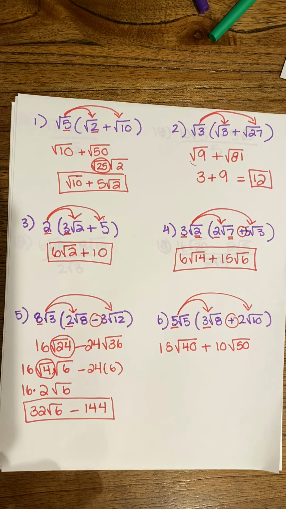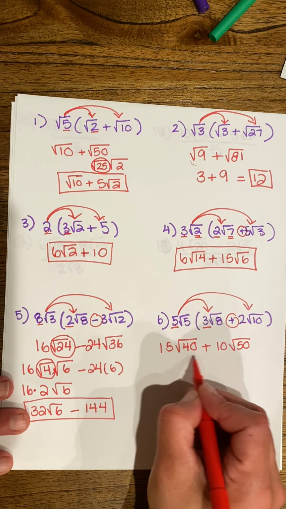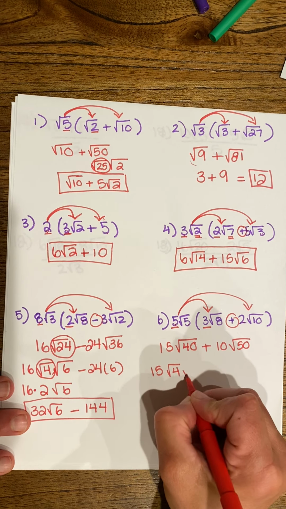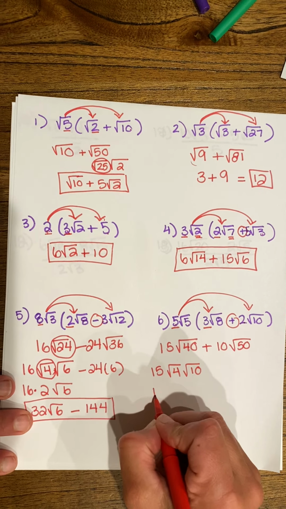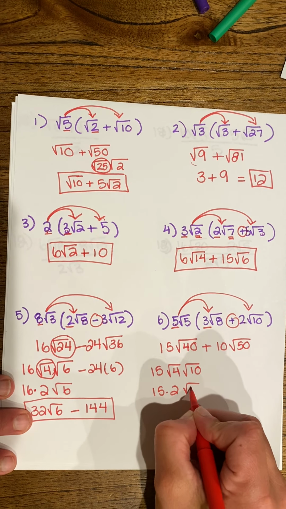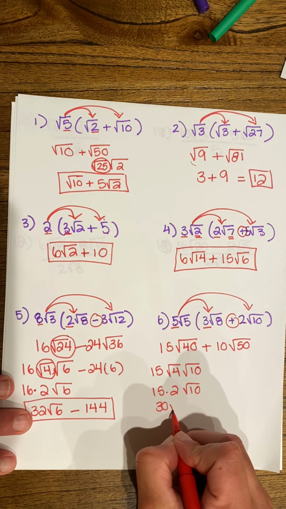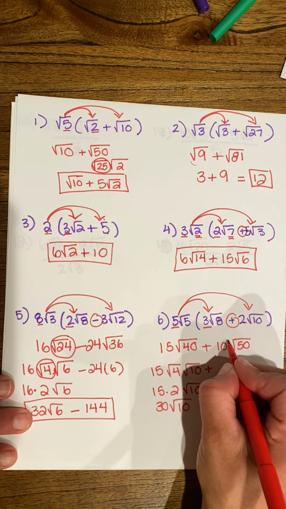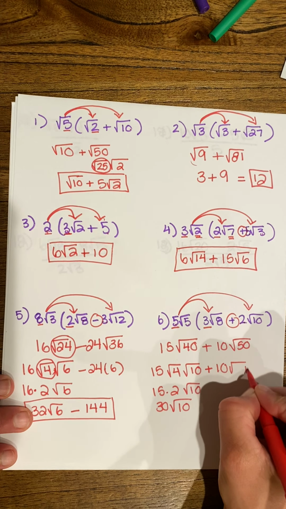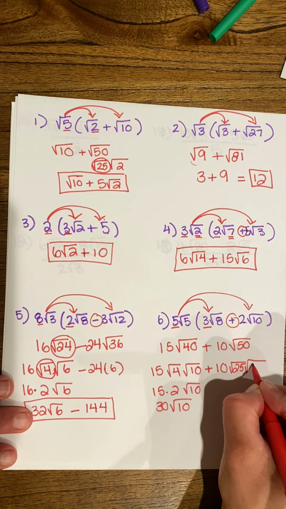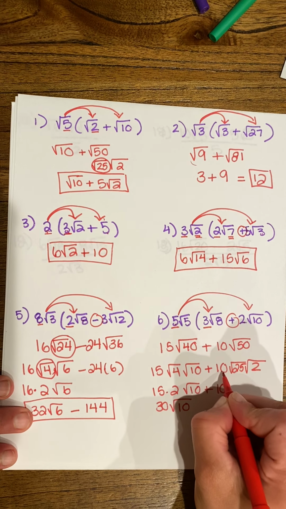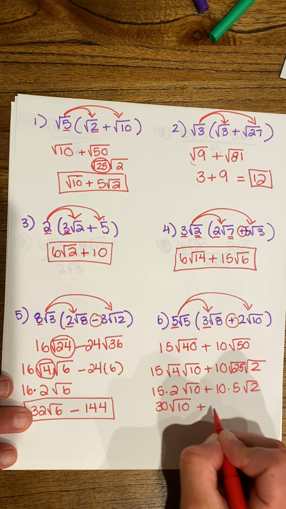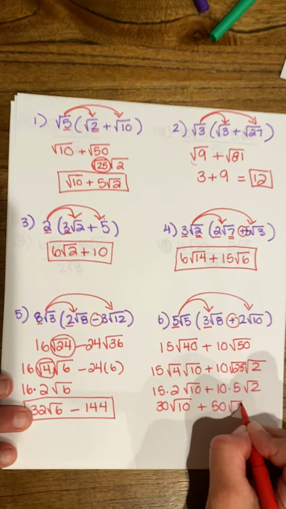So again, stop and look, see what you got. Here we have rad 40. That can be broken down into 4 and 10. Square root of 4 is 2. So this fully simplifies to 30 rad 10. Over here, we're going to bring down our plus. The 10 comes down. Now 50 breaks down into 25 and 2. The square root of 25 is just 5. 10 times 5 is 50. I get 50 rad 2.